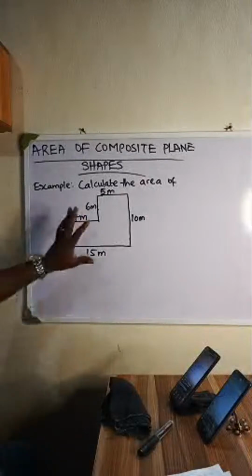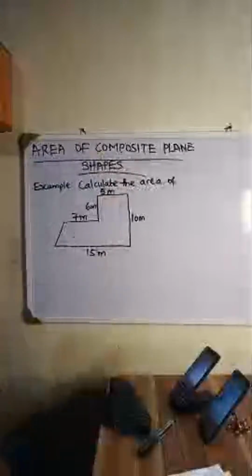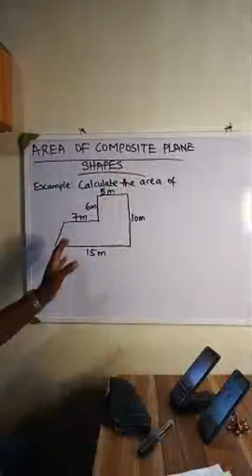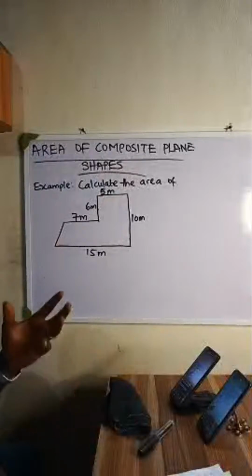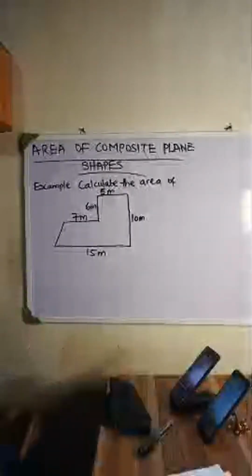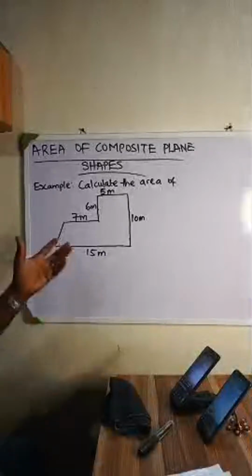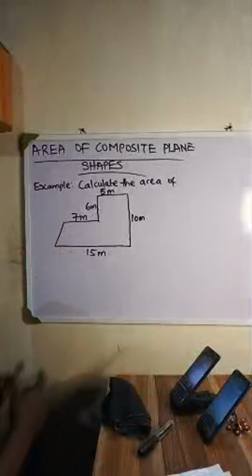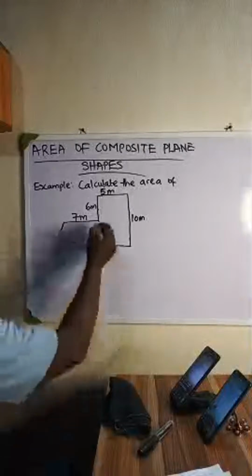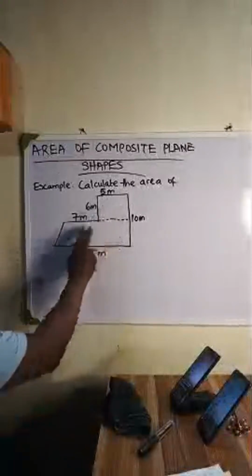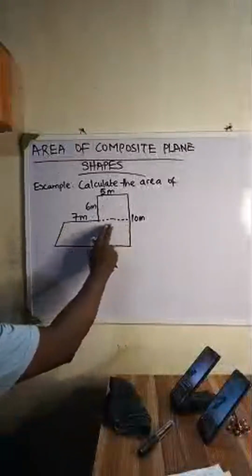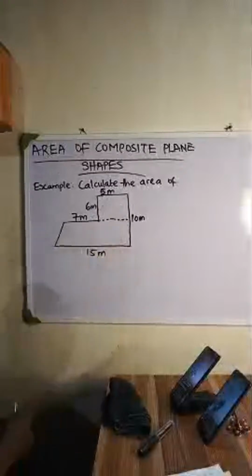So for us to calculate the area of this composite plane shape, we need to break down the shape into two or more regular plane shapes. So two ways of doing this. One student can decide to break this down like this, and this becomes one shape. This entire stretch becomes another shape, right?